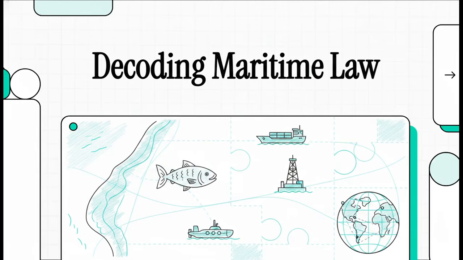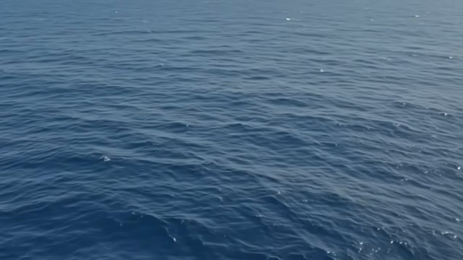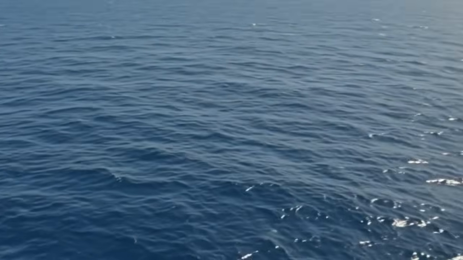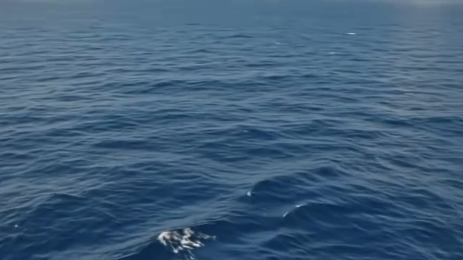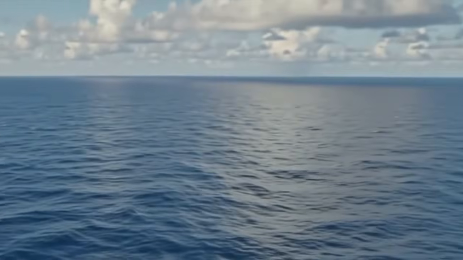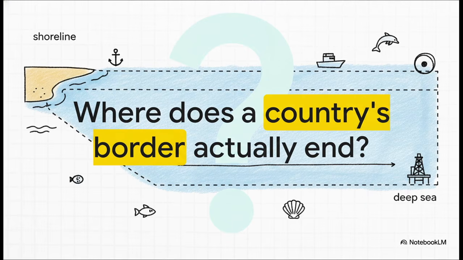Welcome to this explainer. When you're just standing on the beach looking out at the ocean, it really just looks like this vast, uniform expanse of water stretching out into the horizon, right? But underneath that surface simplicity is actually a highly complex map of invisible legal borders. And these unseen lines literally govern everything from international security to trillion-dollar resource industries. Okay, let's dive into this.